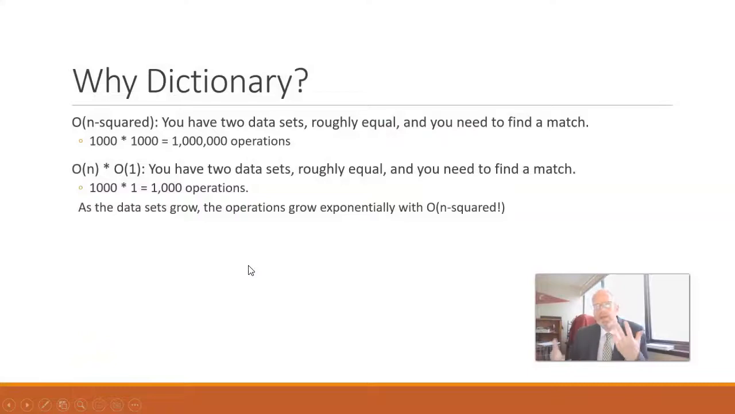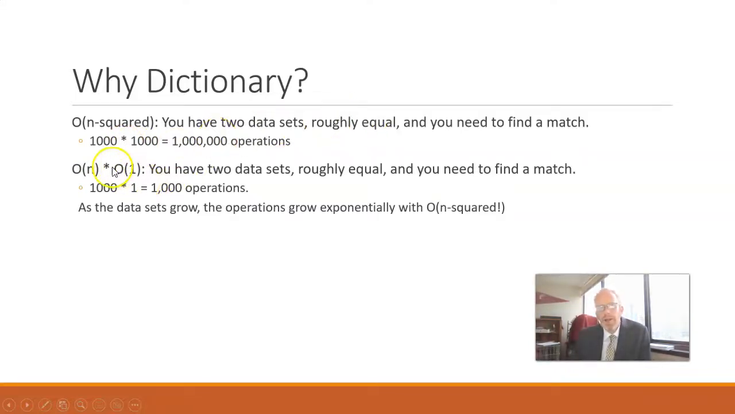We might think, well, I just load them both into arrays, and then I'll do a loop on the outer array and loop on the inner array until I find a match. But the problem is, assuming the data sets are roughly equal, this is O of n squared. So 1,000 items on the outer loop times 1,000 items on the inner loop gives us 1 million operations. Now imagine if that's 10,000 times 10,000, that number is going to be much, much bigger.